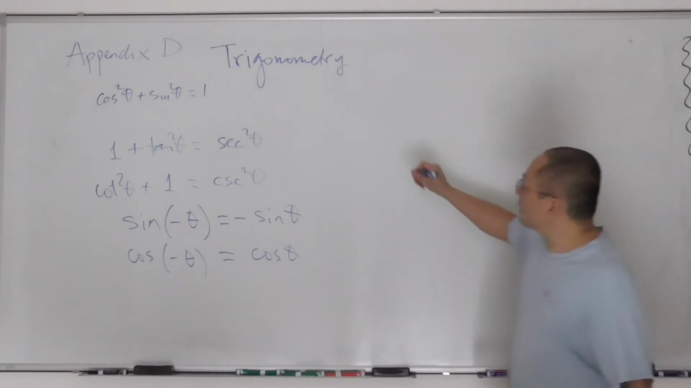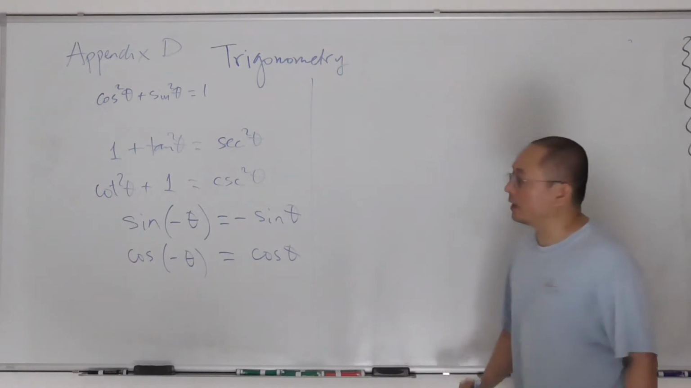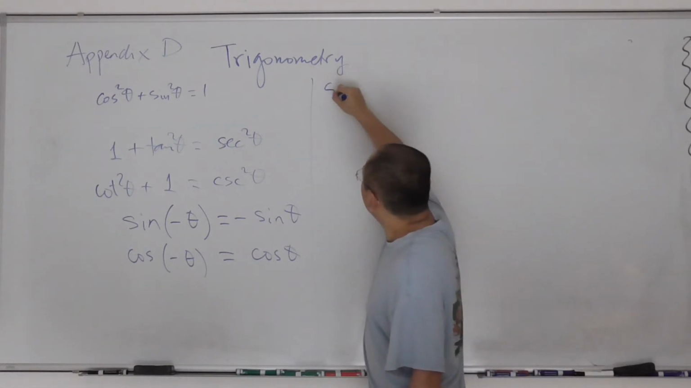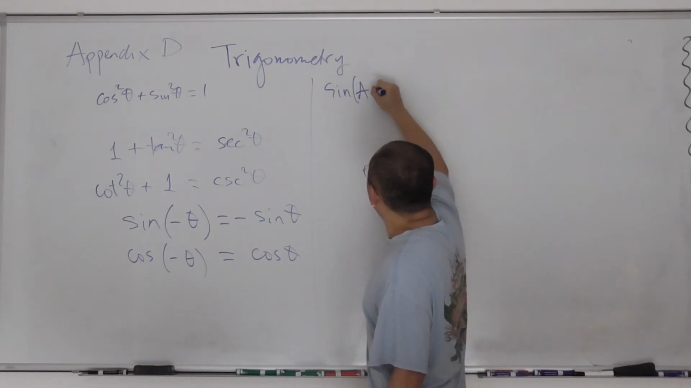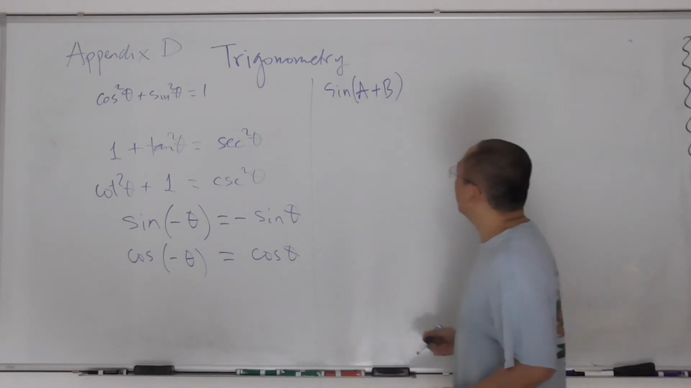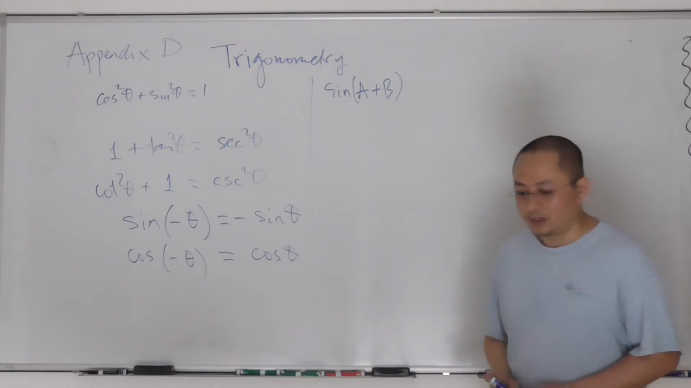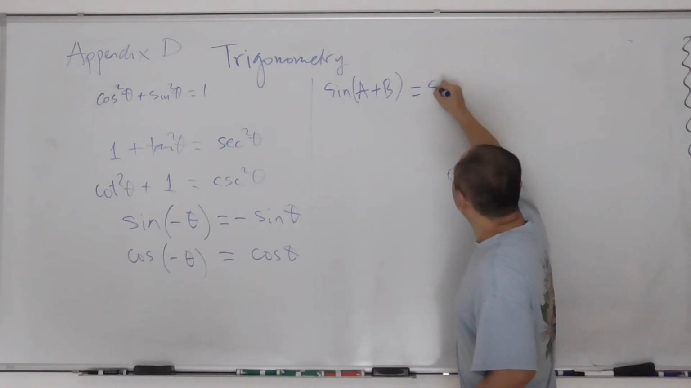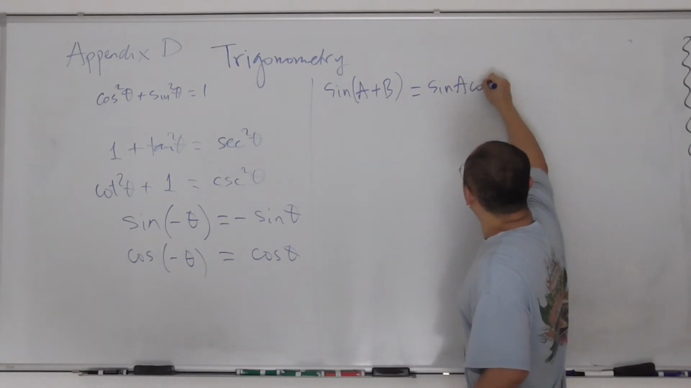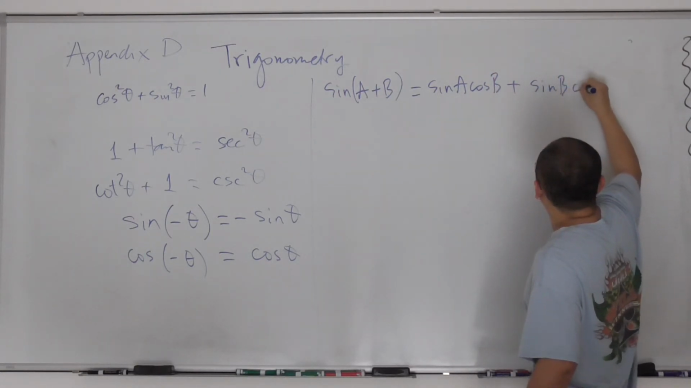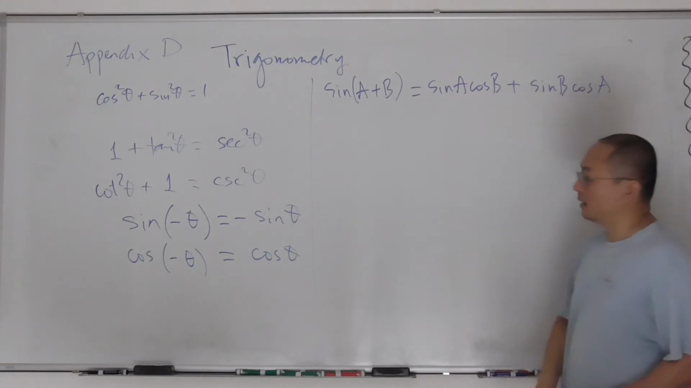Okay. Now let's move on to the set of sum of two angles trig identities. So let's start with sine of A plus B. I'm using capital letters for the angles. So sine of the angle A plus B is equal to sine A cosine B plus sine B cosine A. Okay.